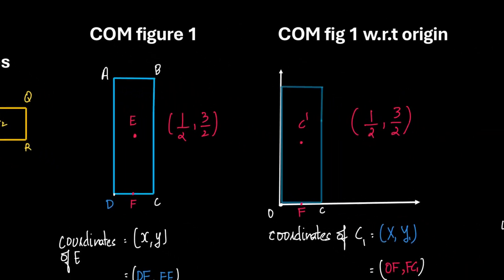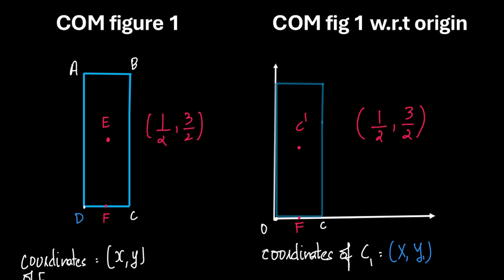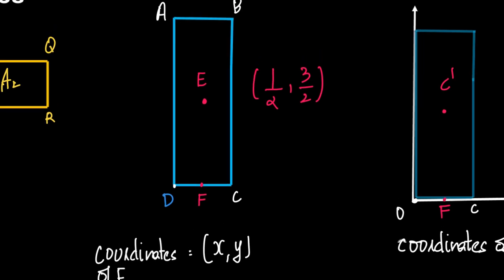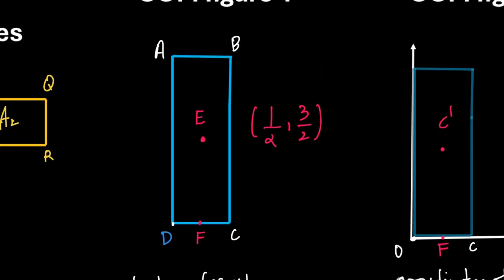Now we'll find out the center of mass of figure 1, and the center of mass of figure 1 again with respect to origin. So what is the difference? We have coordinates of E, which is the center of mass of figure 1, as x comma y, and coordinates of C1, which is the center of mass of figure 1 with respect to origin, as x1 comma y1. Since this given figure is a rectangle, we can say that the center of mass is located at the geometric center of the rectangle, which is at half the length and half the breadth, and therefore 1 by 2 comma 3 by 2.